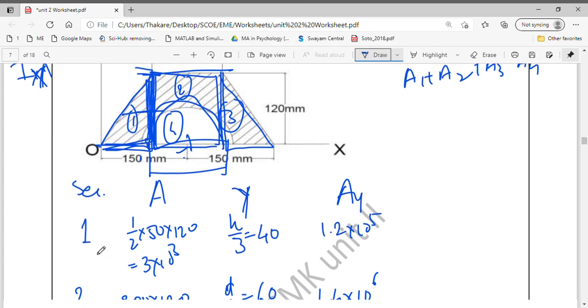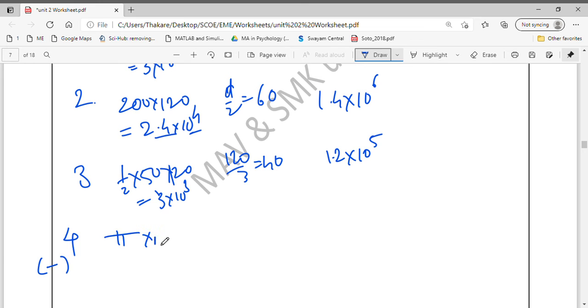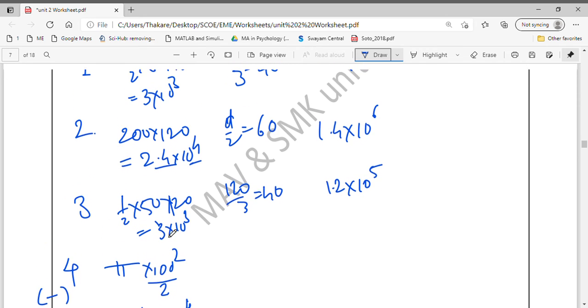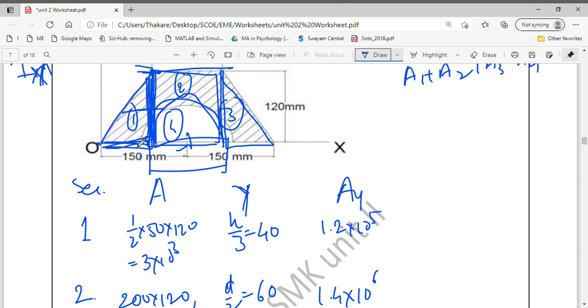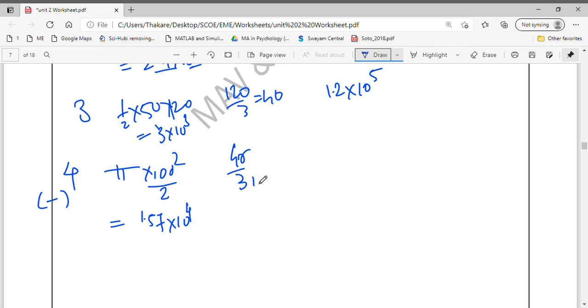You have a semicircle, so its area will be pi r square by 2, so it is pi into 100 square by 2. It comes out to be 1.57 into 10 to the power 4. Its y, the distance from the x-axis, will be 4r by 3 pi. So you have 4r by 3 pi, r is 100, so it comes out as 42.44. So ay will be 6.66 into 10 to the power 5.